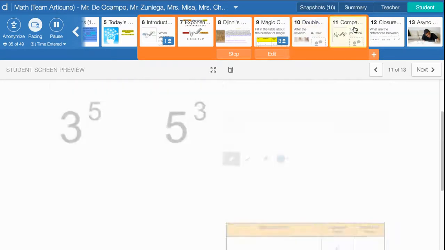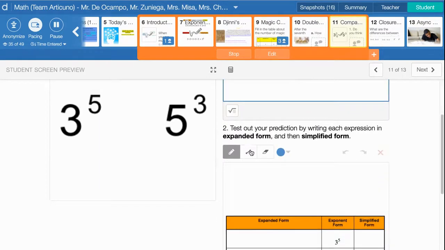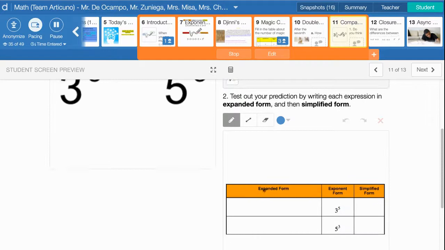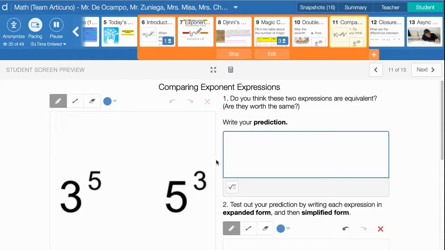just like number 9. And then 11 is a comparison where you predict something, and then you do some math. You take a look at expanded form and simplified form. You can write over here, here, and here, and here, and here, and you can test whether these two are the same. All right, that is the assignment.